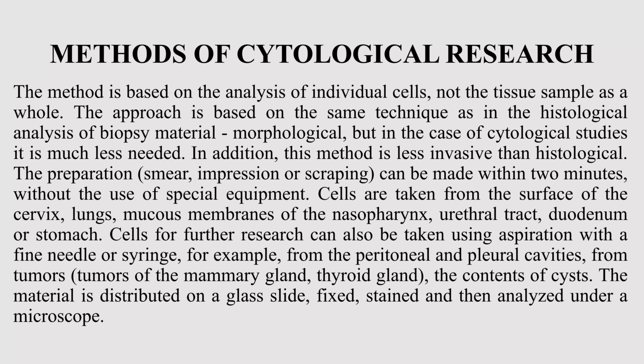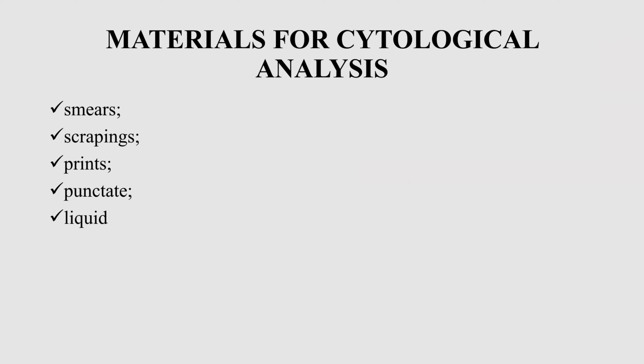It's also a very good fit for small amounts of tissue, like from a cyst, thyroid gland, or breast. It's very easy to make this smear, distribute these cells on glass, and continue the study under a light microscope. The material is smears, scrapings, imprints, punctate, and liquid samples.